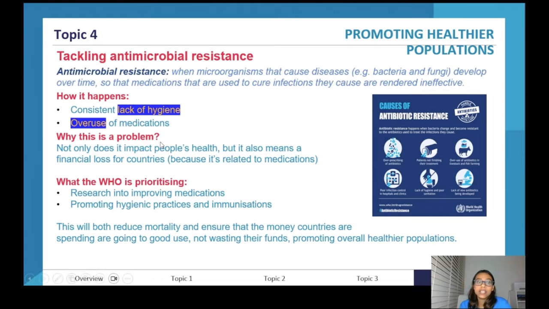Then we've got tackling antimicrobial, again, the formatting. But yeah, I'll fix that for next time.